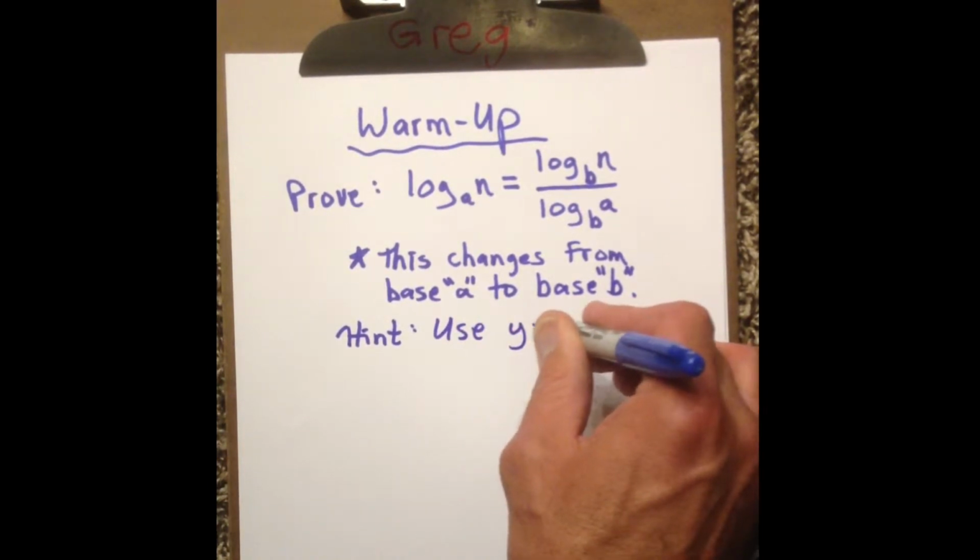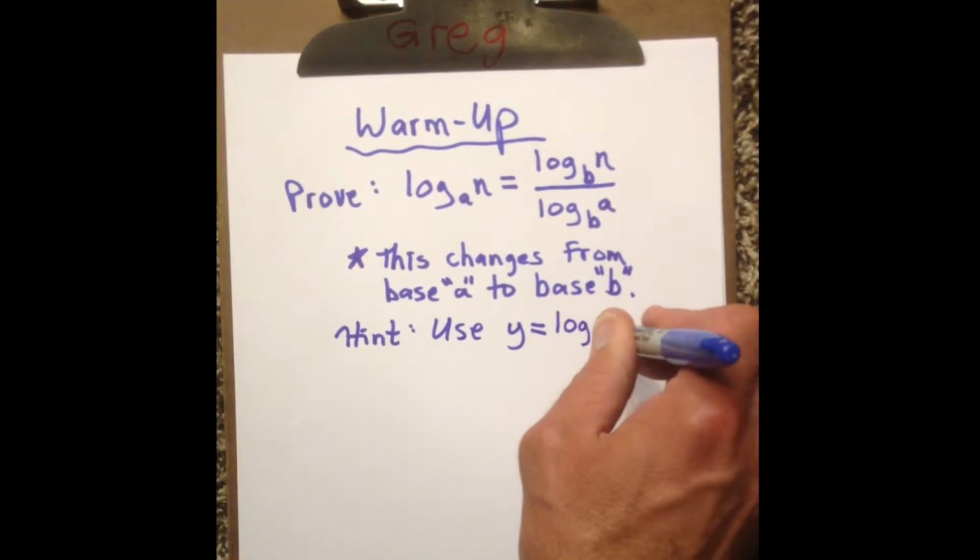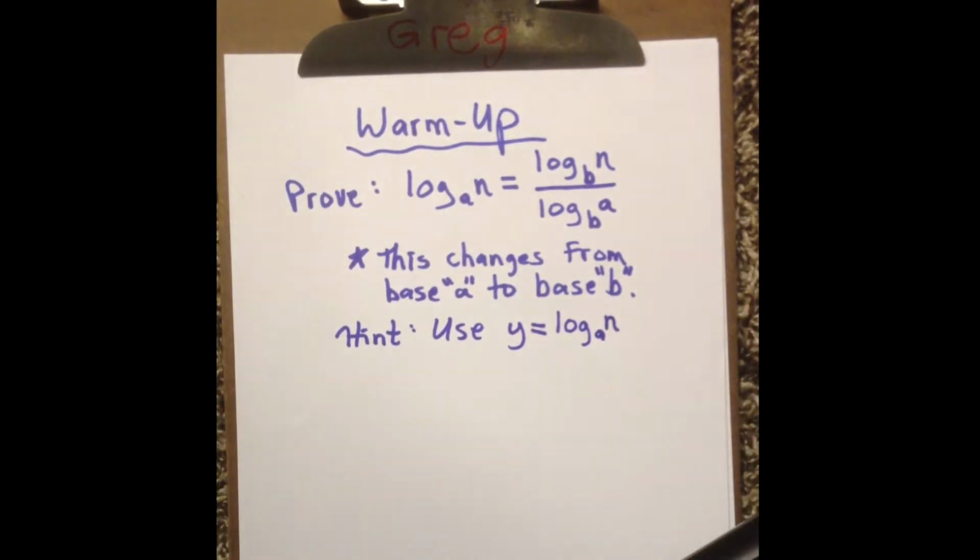Use y, just another variable to do some math with, equal to log base a of n. So let y equal log base a of n, and then try to rewrite that based on what you know about logarithms and exponentials, and go back to the original problem and see if you can create log base a of n is the same as log base b of n over log base b of a. Alright, give it a shot. Pause the video and then come back to it.